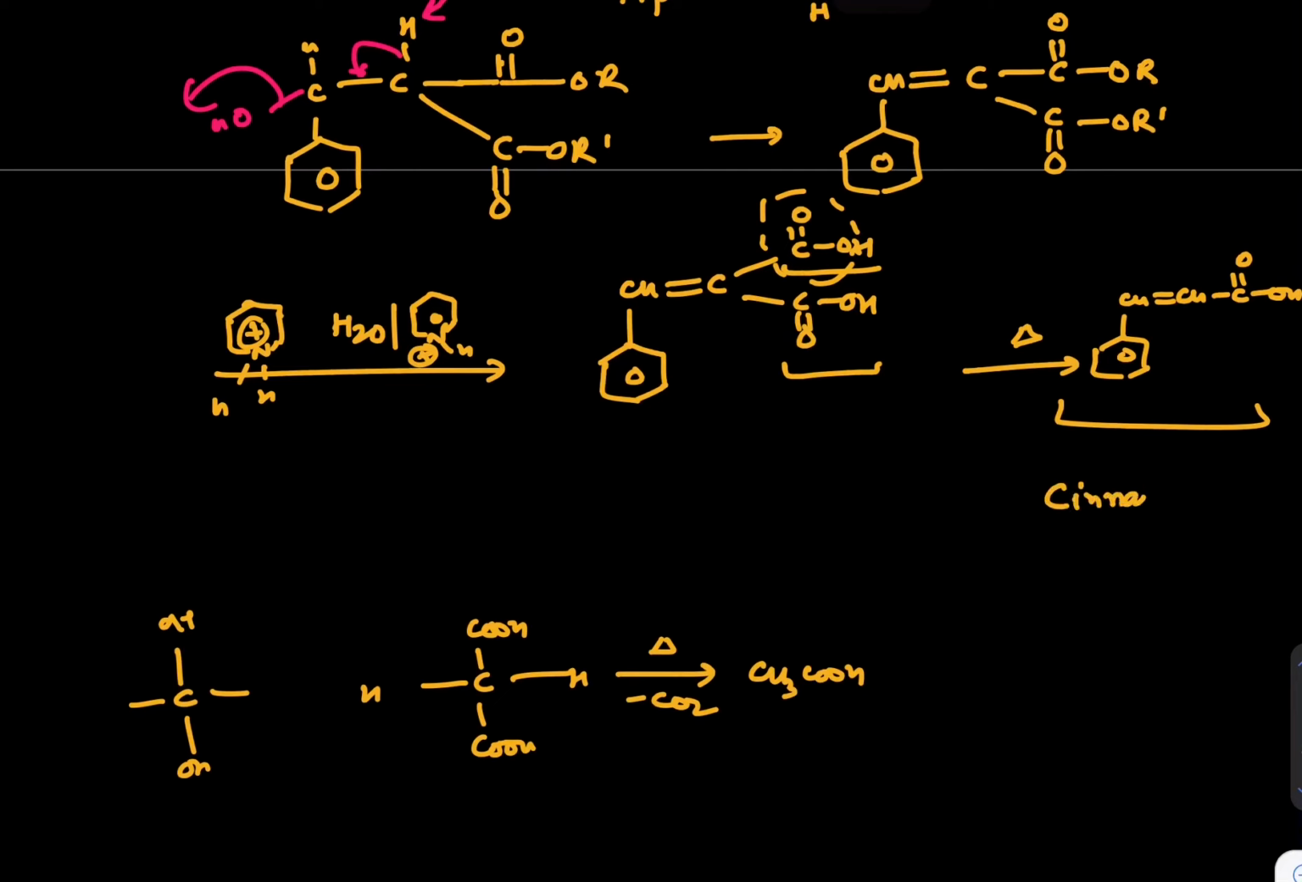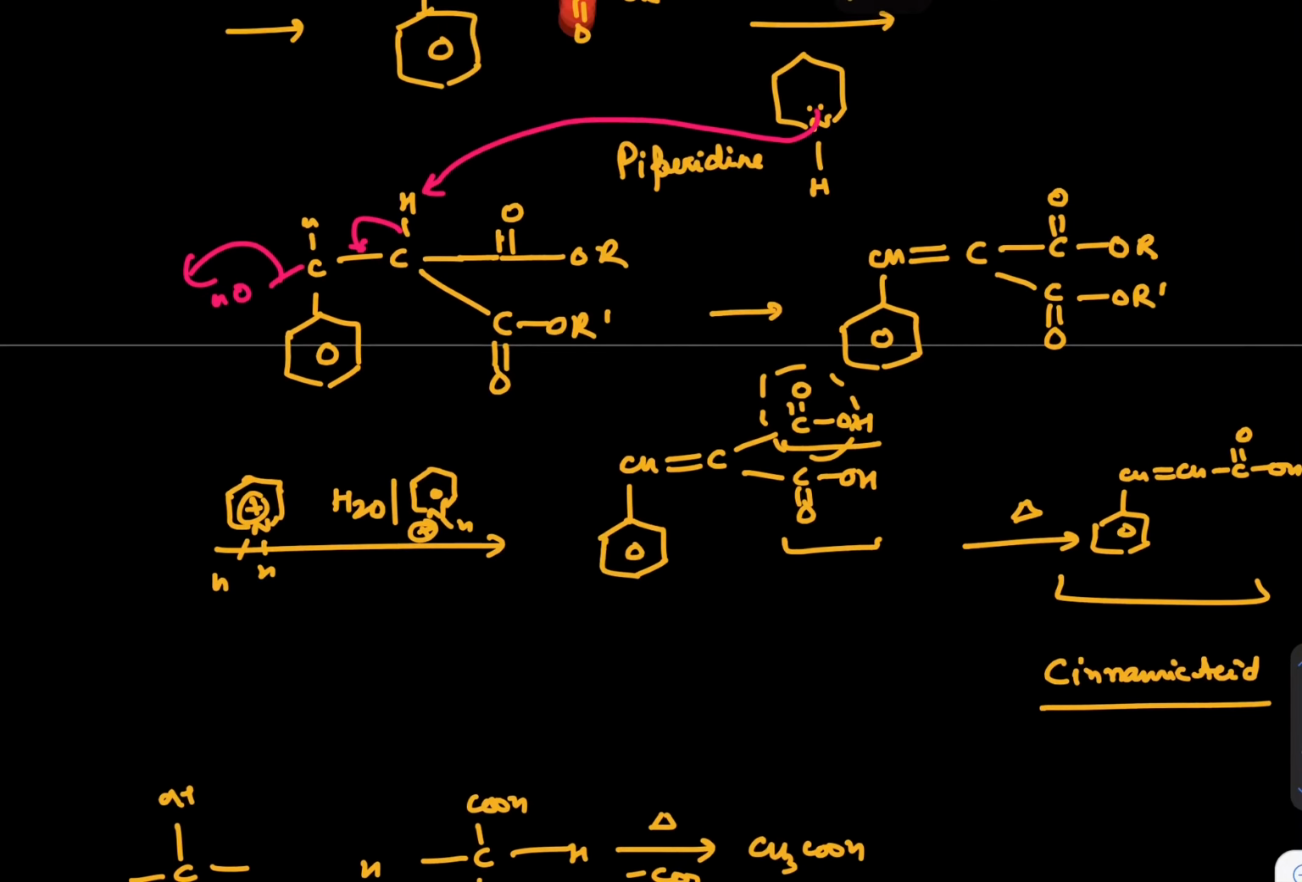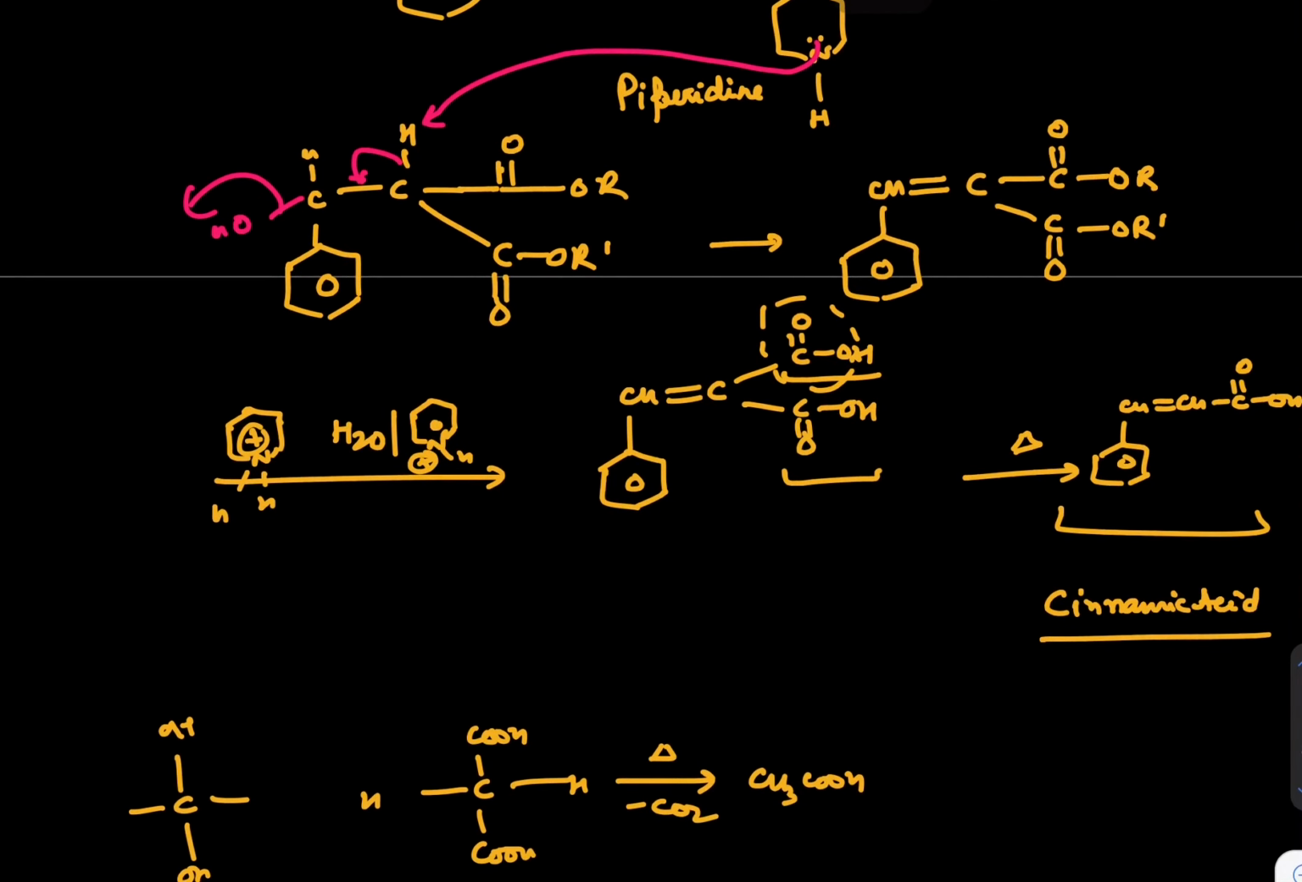Now cinnamic acid is also achieved in some more reactions like the Perkin reaction. If you take benzaldehyde, acetic anhydride and sodium acetate, you can again get the same cinnamic acid. You can also take cinnamaldehyde and try to oxidize it, and you can get cinnamic acid. So we have multiple reactions.